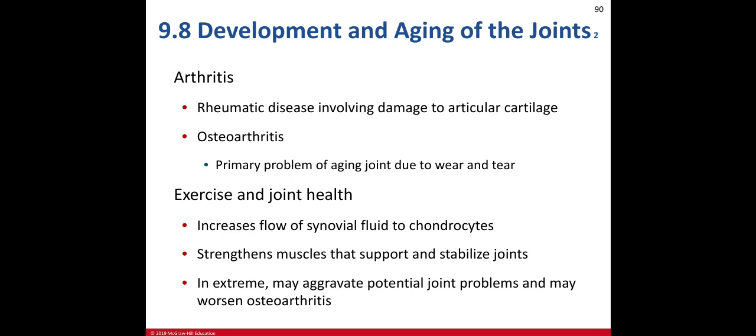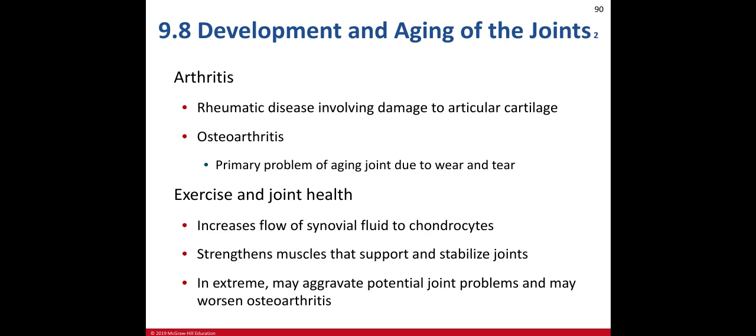After that, obviously, there are things that can happen as we get older. The first being arthritis, a rheumatic disease involving damage to articular cartilage. You can have osteoarthritis, which is a problem in an aging joint because of wear and tear. Rheumatoid arthritis is damaging the cartilage. Osteoarthritis is because of aging, the wear and tear to the joint.